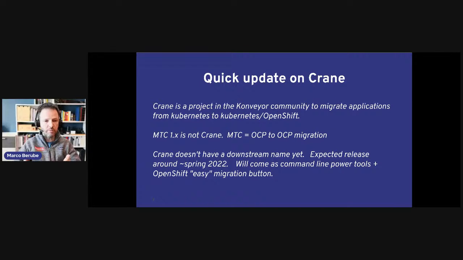Crane doesn't have a downstream product name yet inside Red Hat. Right now it's just an upstream project, but we expect that will happen later this year, as everything we do upstream typically becomes a product downstream. That should happen around spring 2022. But stay tuned for what this will be named and how it will be delivered. For now, let's talk about the upstream Crane project.